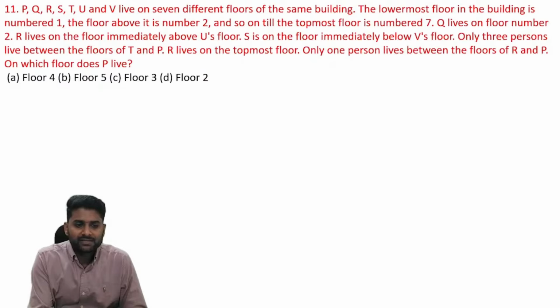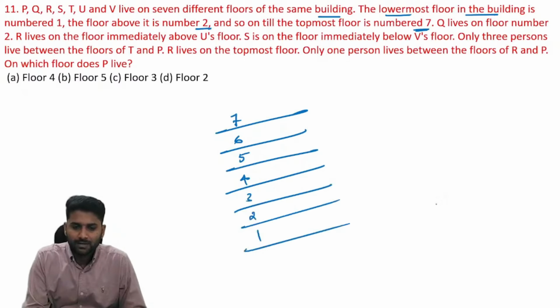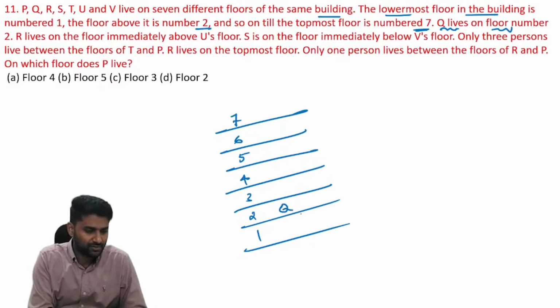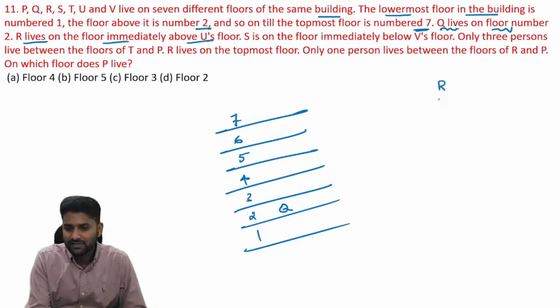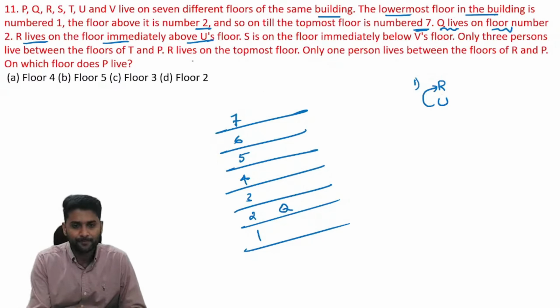Now see, P, Q, R, S, T, U, V, W: 7 different floors in the same building. The lowest floor number is 1, above it 2, and the top is 7. 7 floors: 7, 6, 5. Let's go through the conditions. Q lives on floor number 2. So direct information you can place into the table. R lives on the floor immediately above you. So R is immediately above you. Indications are important. You should understand that R must be placed immediately above. So both are on consecutive floors.